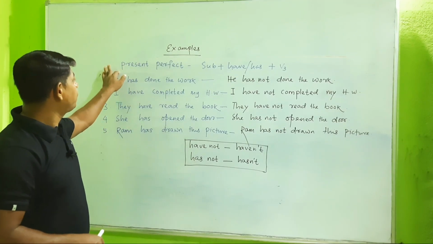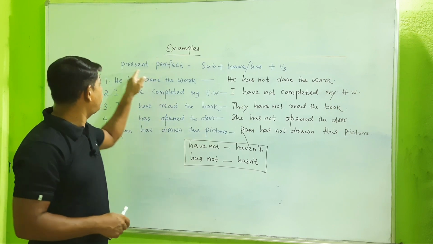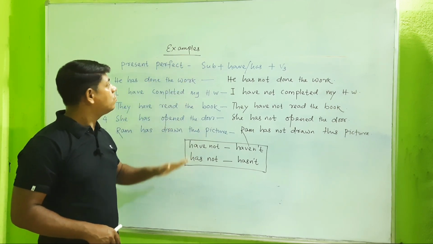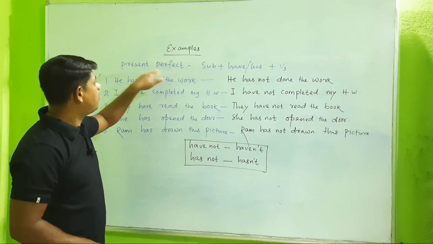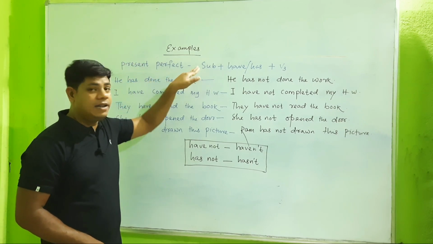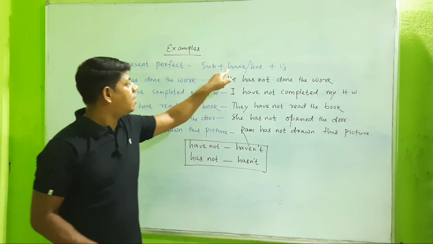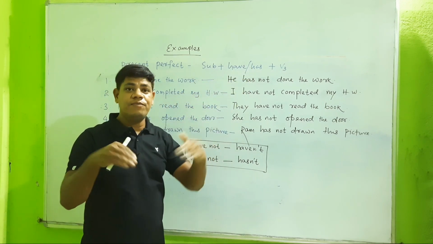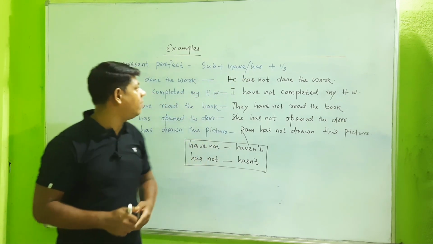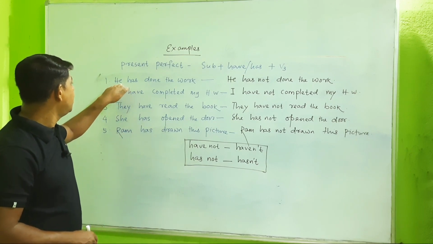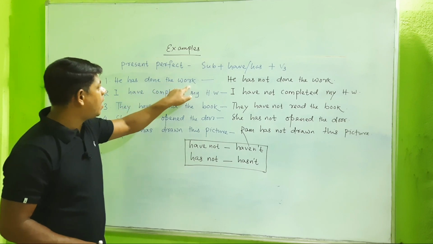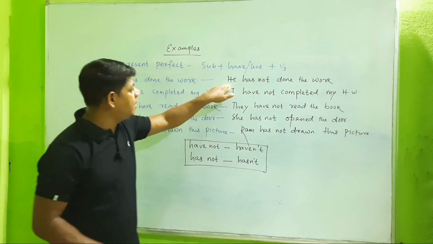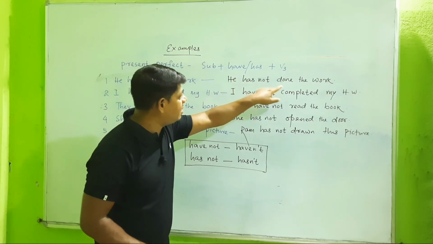Now you can see I have got some examples of present perfect sentences. You have to remember, as I have already told you earlier, the present perfect sentence is written in the form of subject, then have or has, then V3, that is, the third form of the verb. So here I have written, he has done the work. He has done the work. So it means that he has not done the work.